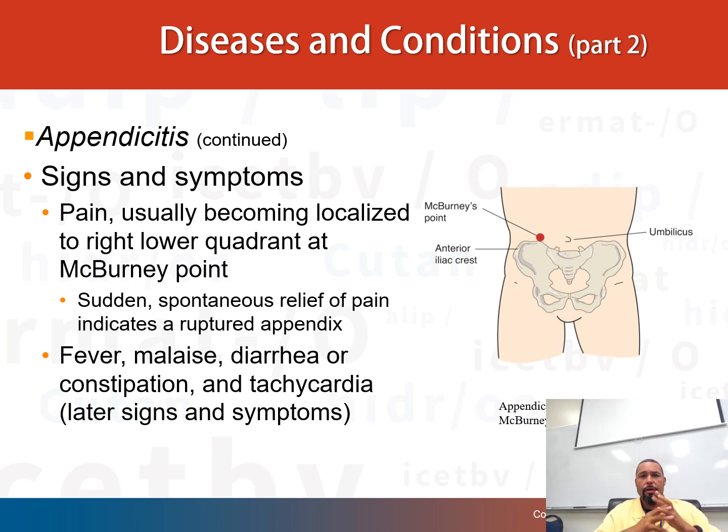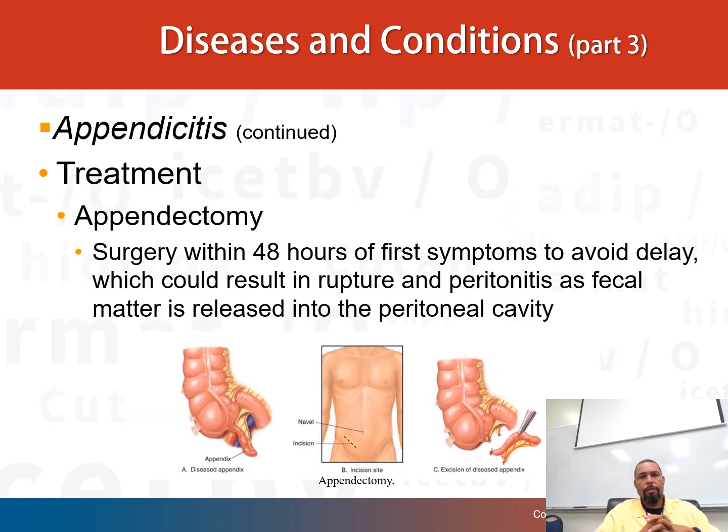Fever, malaise, diarrhea, or constipation are later signs and symptoms of appendicitis. The treatment is pretty simple: appendectomy. It's a surgery within 48 hours of the first symptoms. Avoiding delay of the surgery can result in a rupture, and as we said, a rupture makes everything that much more difficult. As I discussed earlier in the story about my son and my wife, my son had appendicitis, and his actually ruptured.